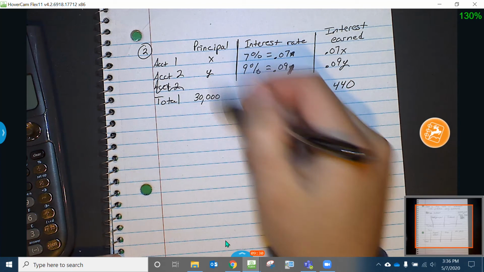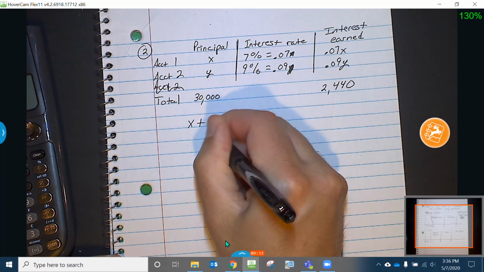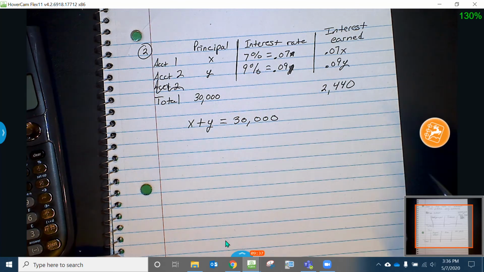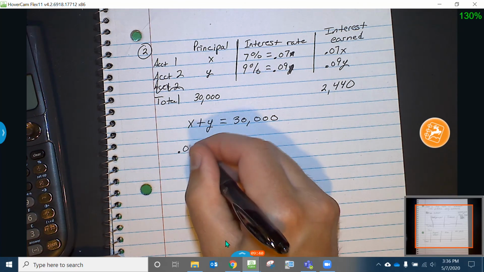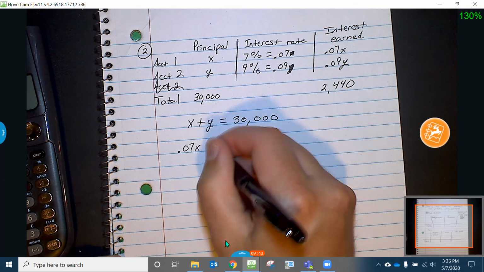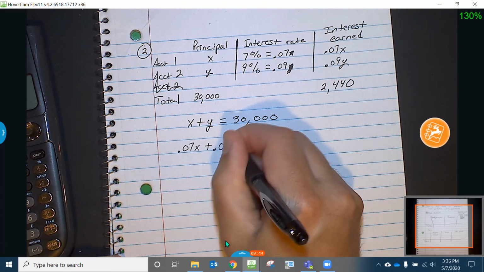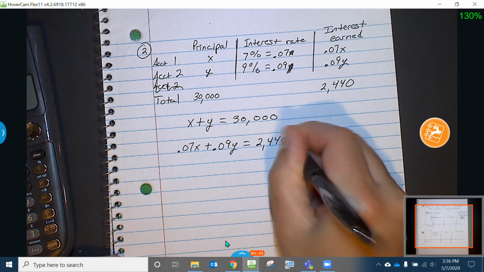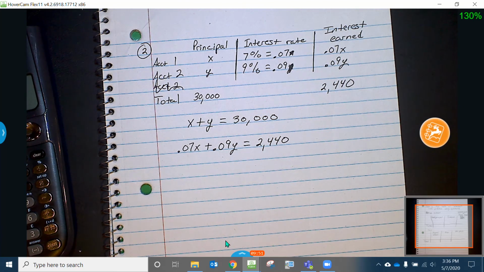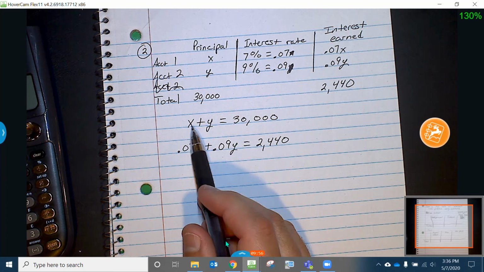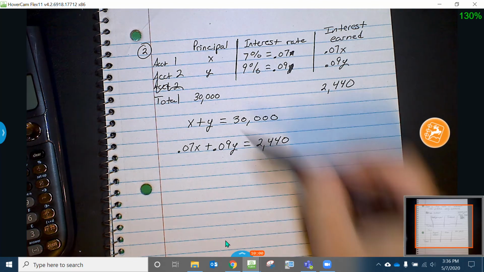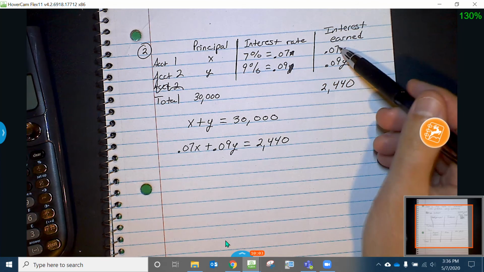Okay, so we can just add down. So x plus y equals 30,000, and 0.07x plus 0.09y equals 2,440. So our total amount of money we put in is this, and here is the interest we earned. So this plus this equals this, plus this equals that.